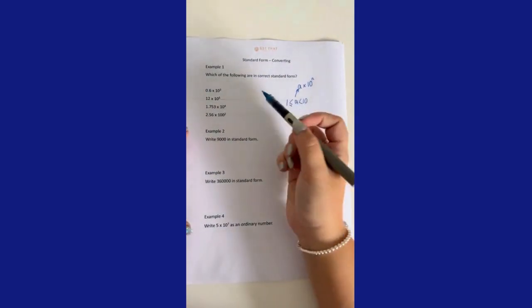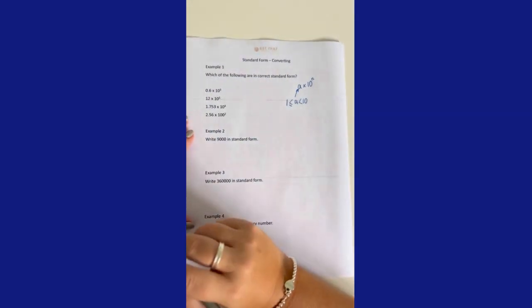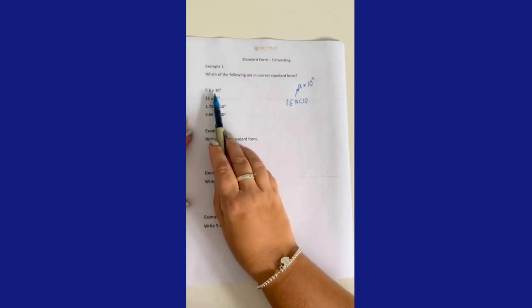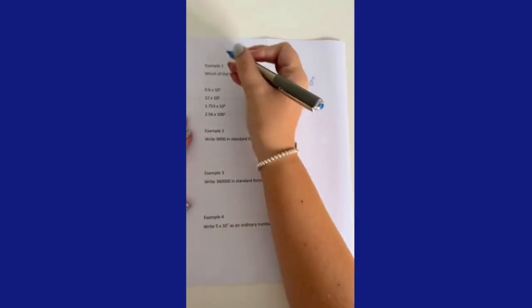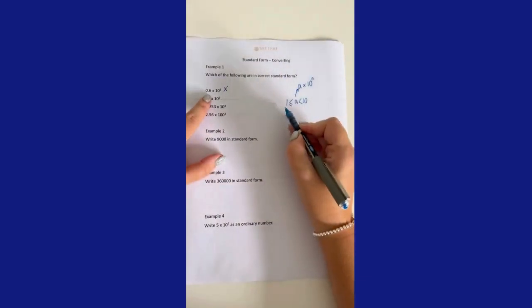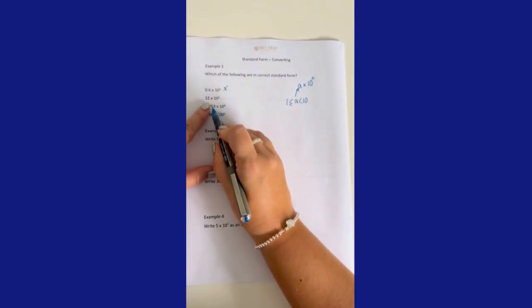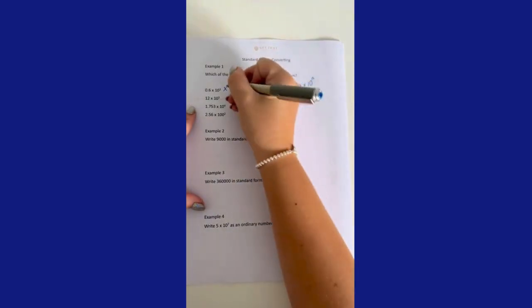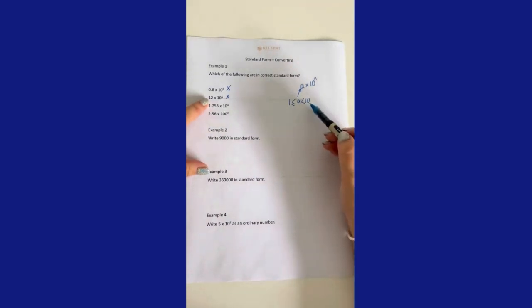So if we have a look at these here, which of the following are in correct standard form? This 0.6 times 10 to the power of 3 would not be in correct standard form, and the reason for that is this first bit here. The first number, 0.6, is less than 1, so it's not in correct standard form. This one here, 12 times 10 to the power of 5, again, not in correct standard form, and our reason this time is because 12 is greater than 10.